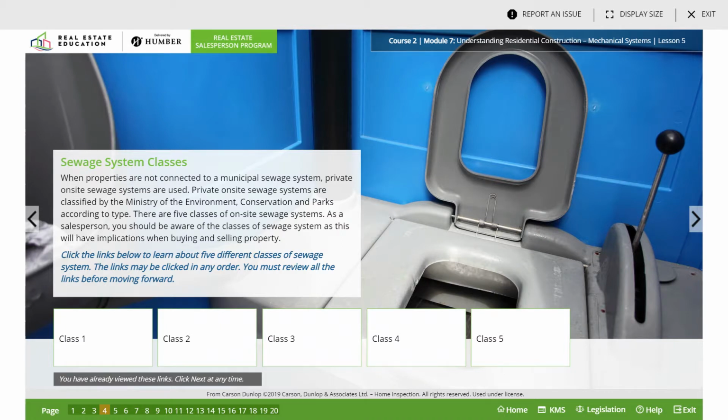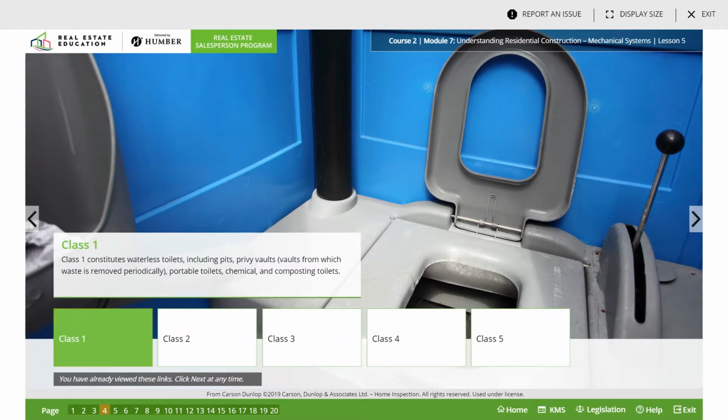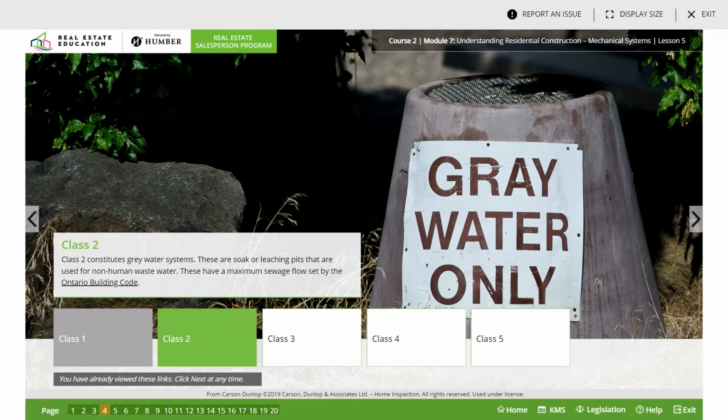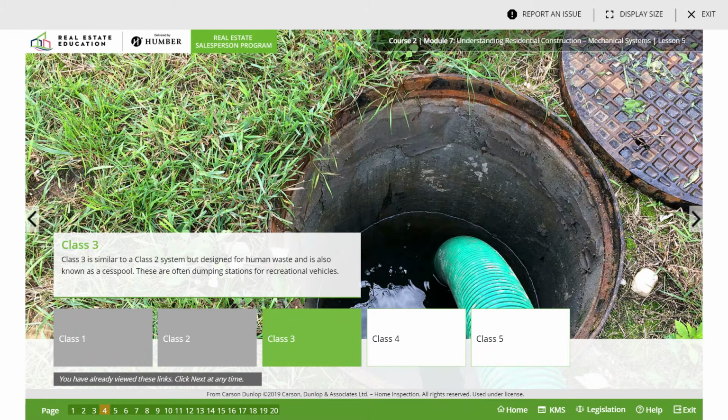Okay, remember when we said there's five classes? Class 1 constitutes waterless toilets including pits, privy vaults, portable toilets, chemical toilets, and composting toilets. Class 2 constitutes grey water systems. They are soaks or leaching pits that are used for non-human waste water. These have a maximum sewage flow set by the Ontario Building Code. Class 3 is similar to a Class 2 system but designed for human waste and is also known as a cesspool. They are often dumping stations for recreational vehicles.